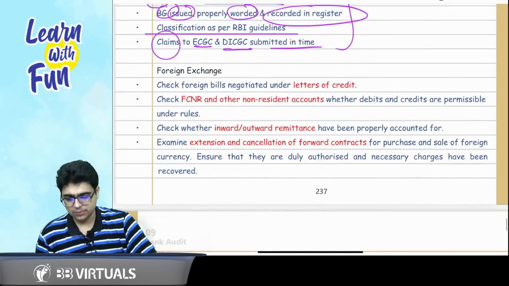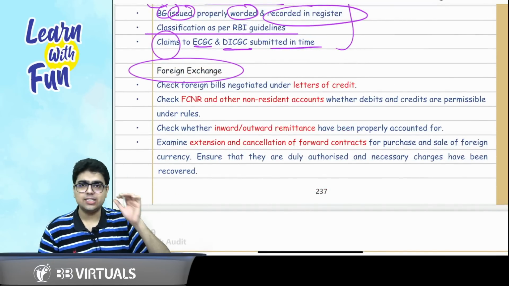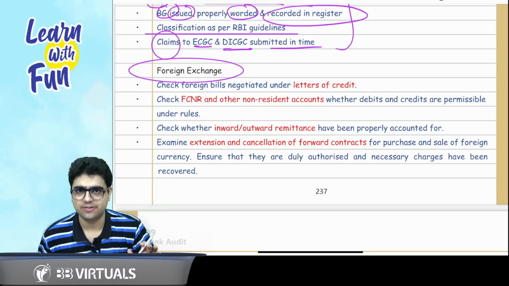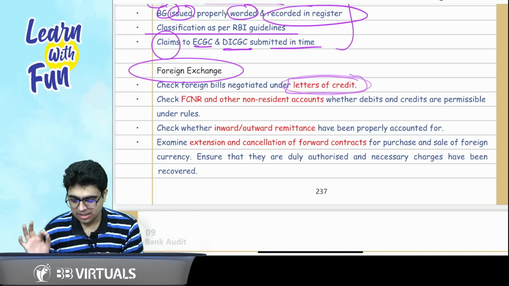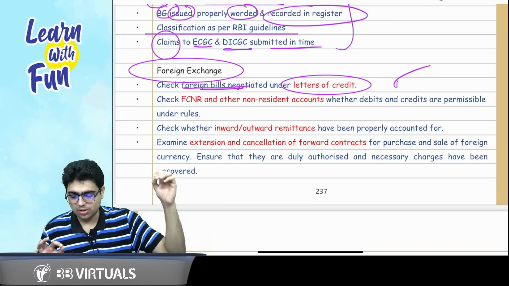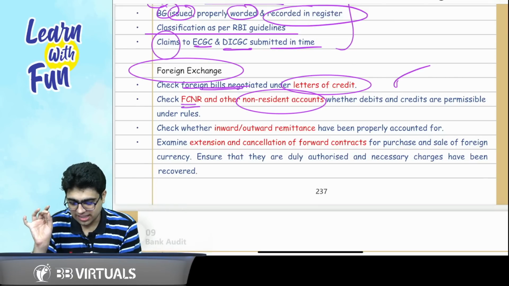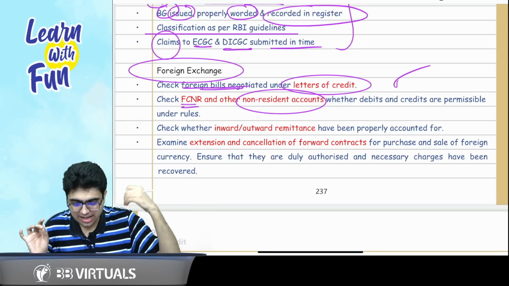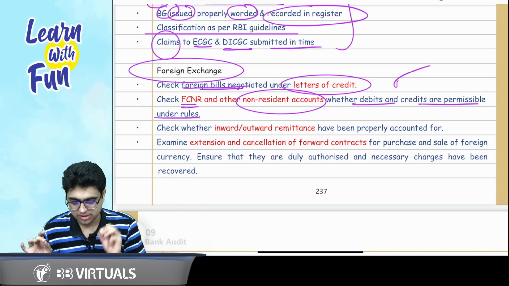Now comes the concept of foreign exchange, which has been asked by ICAI time and again. In foreign exchange, the best way to remember it is through SFM. In SFM, you must have studied the concept of letter of credit. Yes, sir. So check whether the foreign bills are negotiated under a letter of credit. Then you have studied the concept of non-resident accounts. Check the FCNR, foreign currency non-resident, and other NRO accounts, where the debits and credits are permissible under the rules.